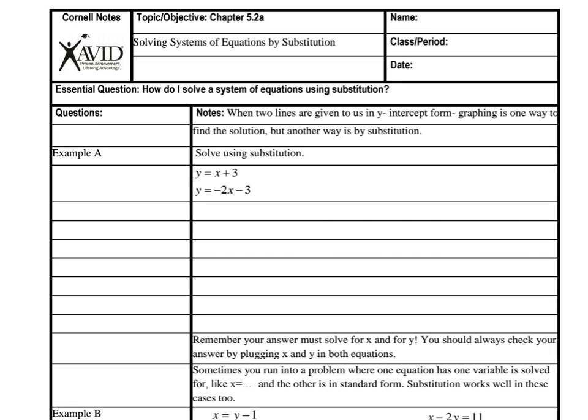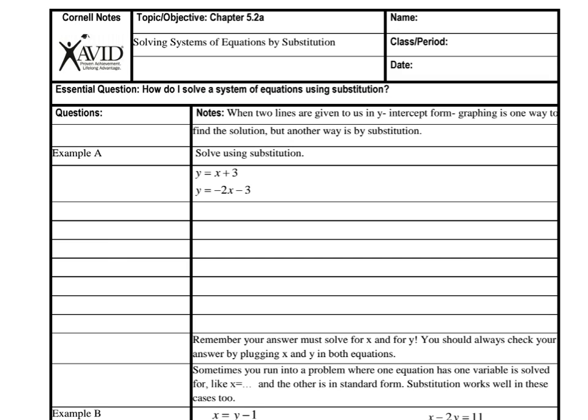In the previous lesson, you learned how to solve systems of equations by graphing. Today, we are going to solve systems of equations by substitution. Our essential question for today: how do I solve a system of equations using substitution?